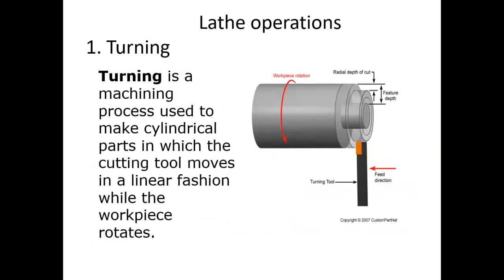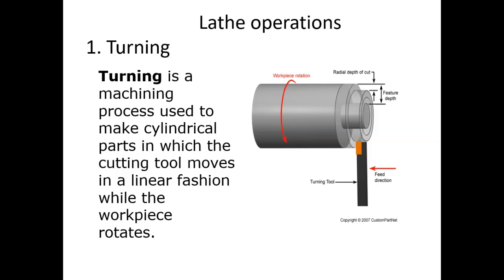So let us go through the lathe operations. What are the different kinds of operations we can do here? The first one is turning. Turning is a machining process used to make cylindrical parts in which the cutting tool moves in a linear fashion while the workpiece rotates. You can see in this picture the workpiece is rotating and the cutting tool is moving. The tool is fed at 90 degrees, perpendicularly against the workpiece, to remove the unwanted material.